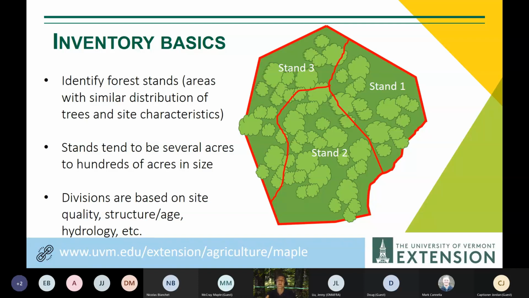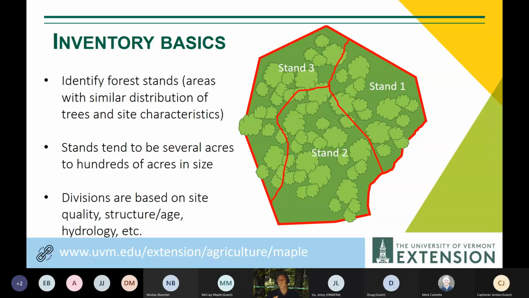You might have another stand that has been in forestry for a long time. It's really well managed. It's really been maximizing the growth. Those two stands are going to look quite different, and it's often a good strategy to divide those into different parcels so you can understand what's there and manage them accordingly.